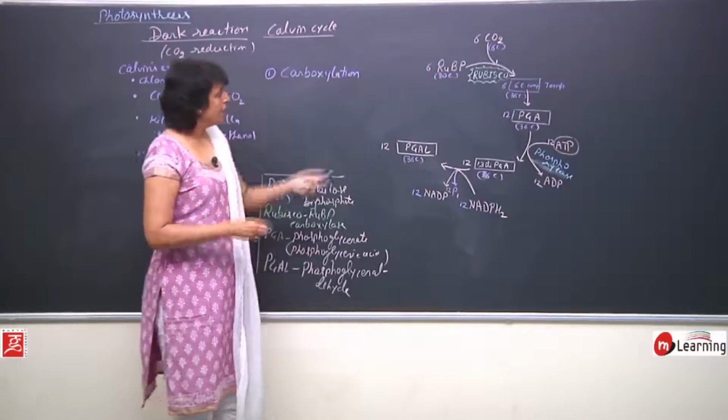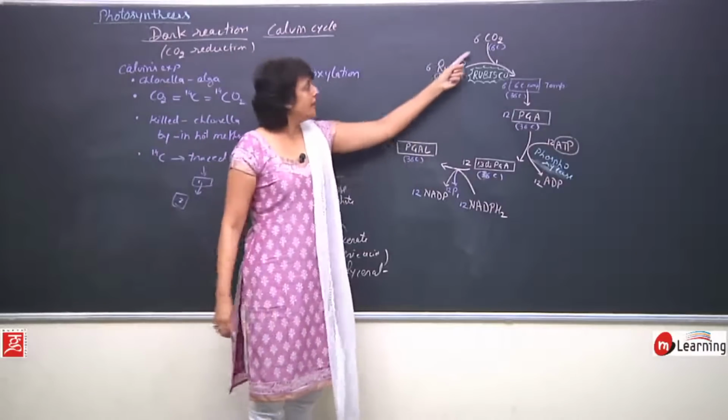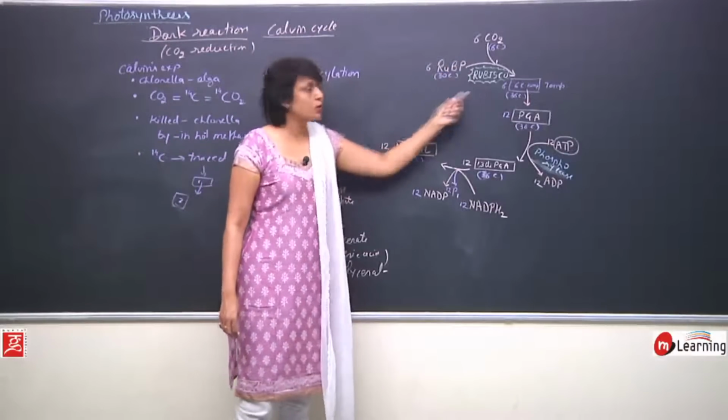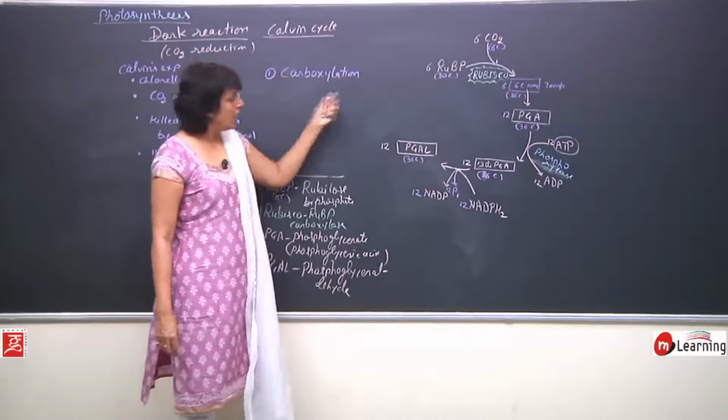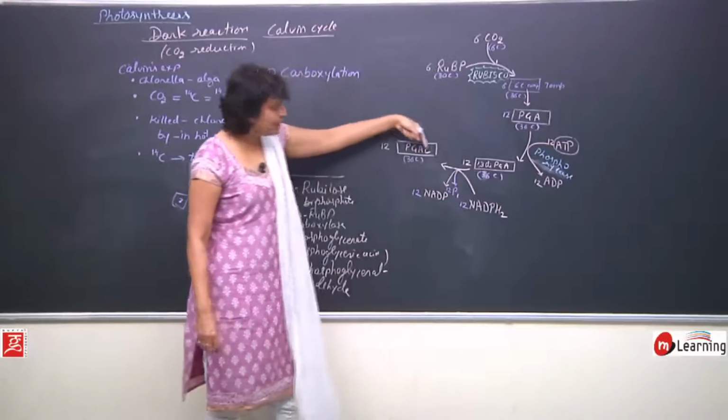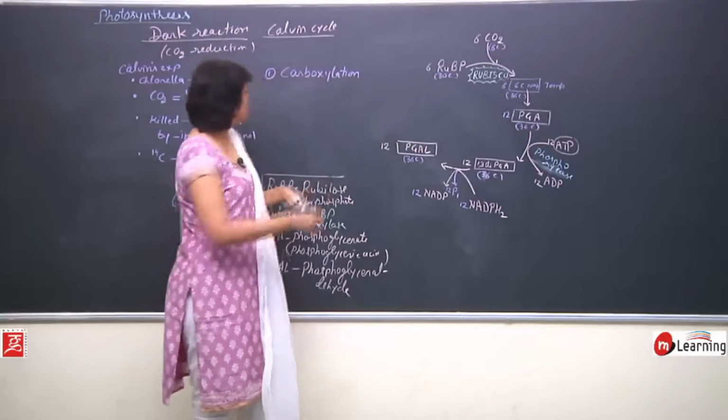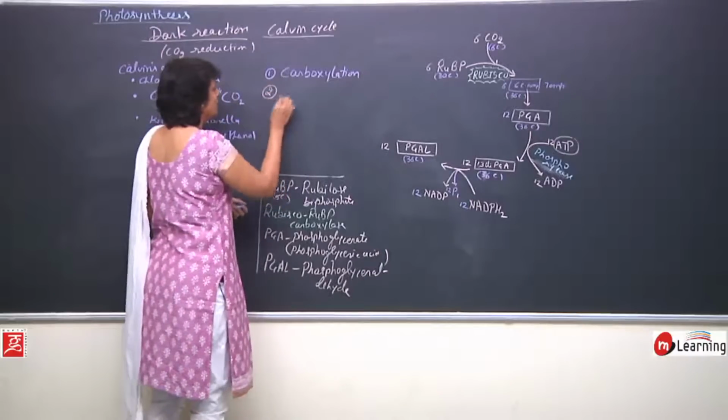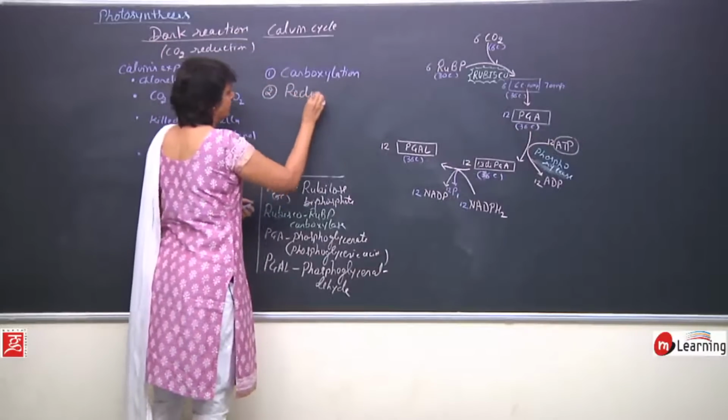phosphoglyceraldehyde. The first reaction, that is addition of carbon dioxide, was called carboxylation. In this part, what is happening is reduction. So the step number 2 can be termed as reduction.